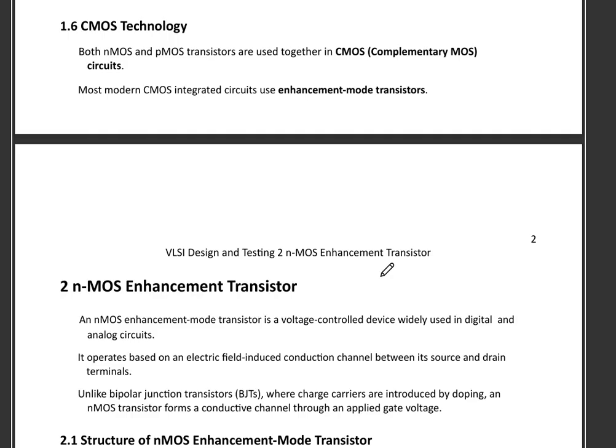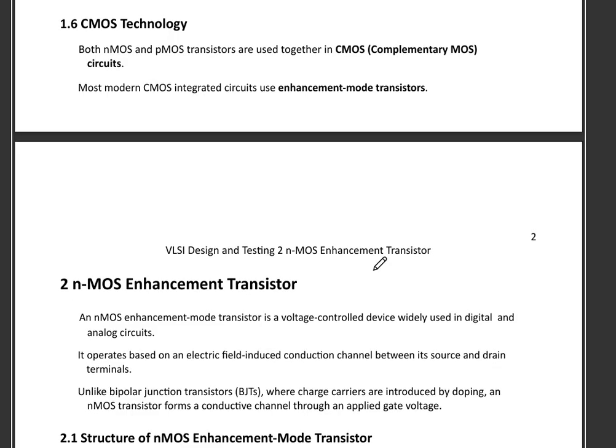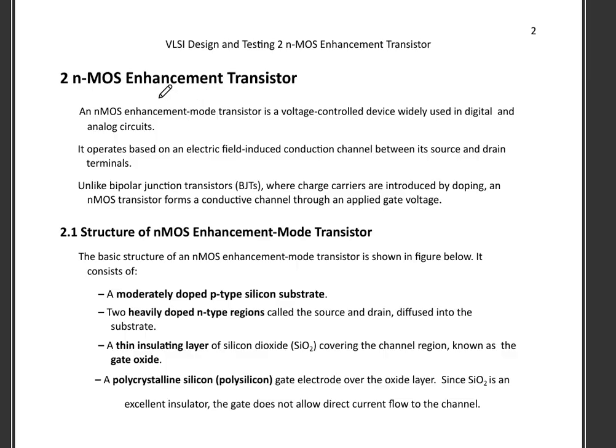Next is the CMOS technology. Both NMOS and PMOS transistors together combine to form the CMOS circuit, and this we have discussed in module 1 also. The representation of NAND gate and NOR gate using CMOS circuit, as CMOS is a combination of both NMOS and PMOS. Next is NMOS enhancement transistor.